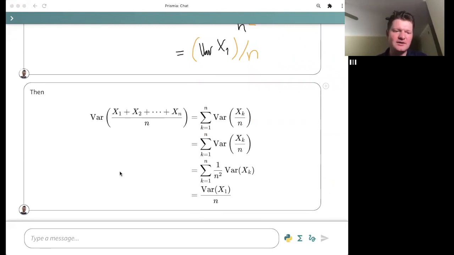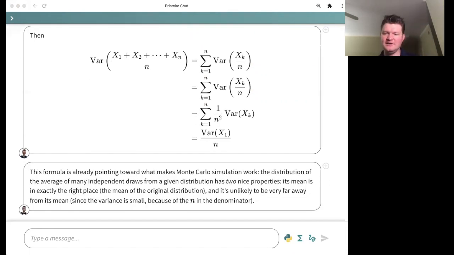So the point is that the mean is exactly the right thing. When you sample a bunch of times from the same distribution and you're trying to approximate the mean of that distribution, the new distribution that you come up with, the distribution of the average of many random variables, has two really nice properties. Its mean is exactly in the right place. So if it's symmetric, it's going to be centered around exactly the point you're interested in. And it's unlikely to be far away from its mean because its variance is small.